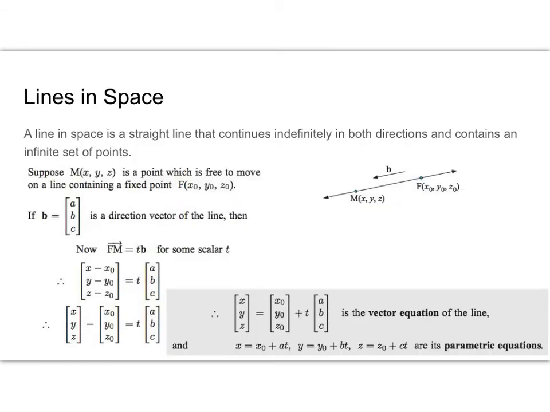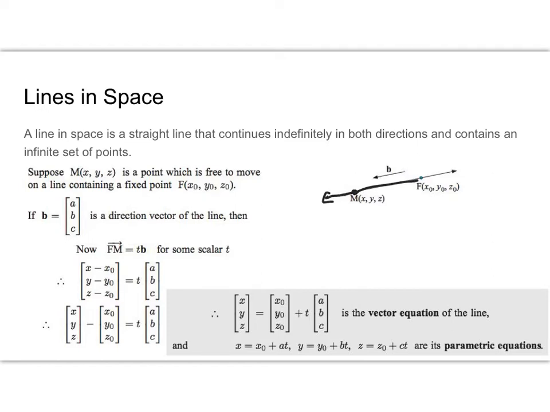So that was lines in 2D. There's also lines in space, and that's what we're going to talk about now. A line in space is a straight line that continues indefinitely in both directions and contains an infinite set of points. So suppose we have this point on the line, it's x, y, z, and it can move anywhere on the line.